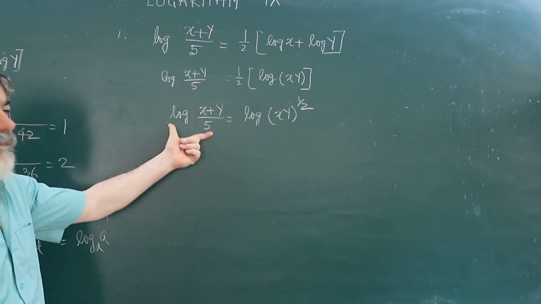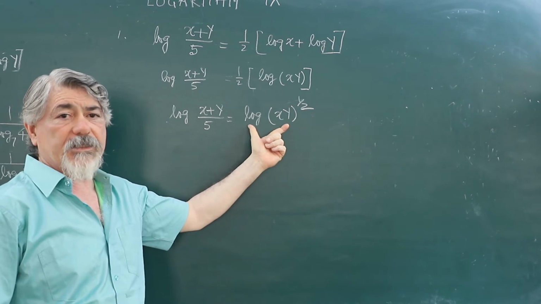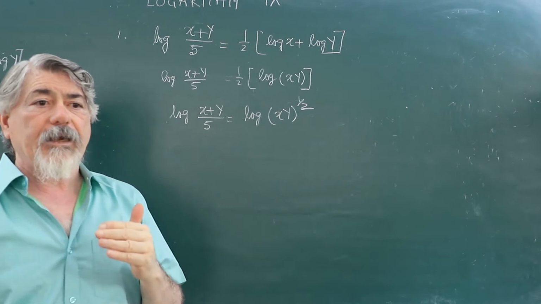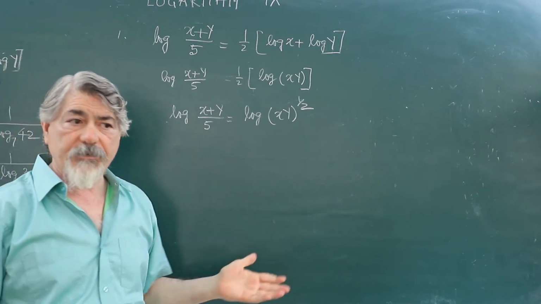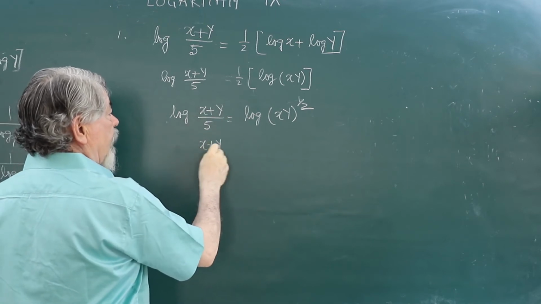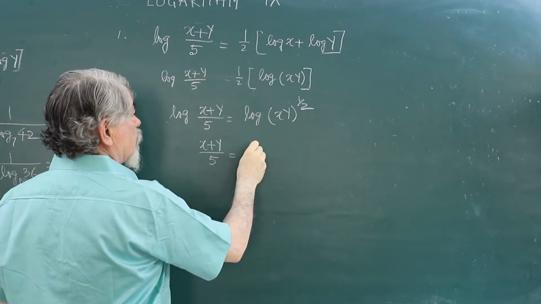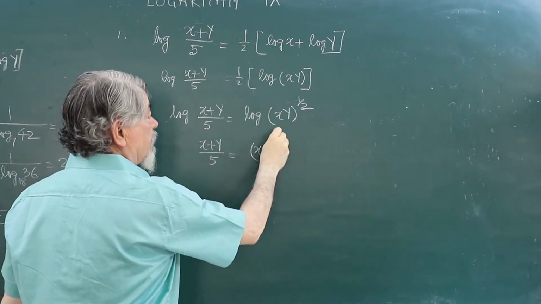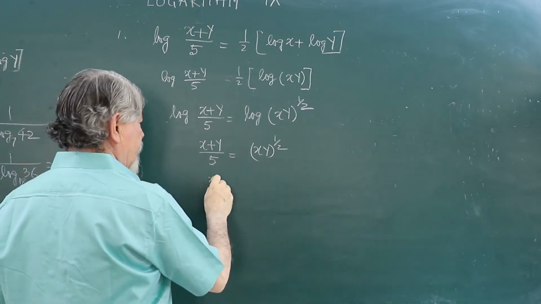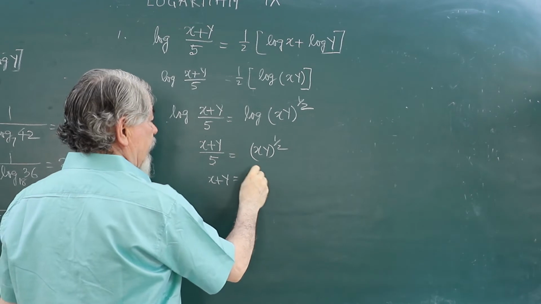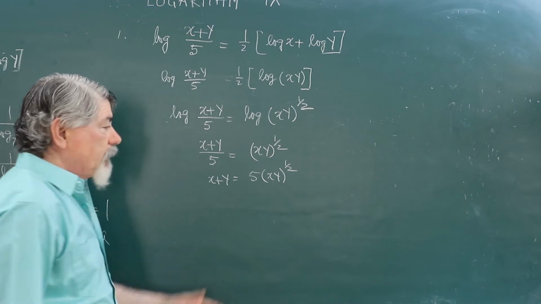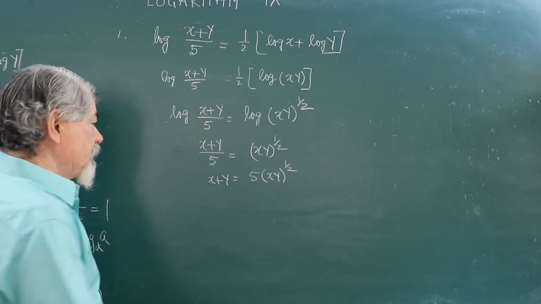Now it is a single logarithm this side. It is also a single logarithm this side. We told you when left hand side and right hand side have single logarithm, then we can remove the logs. Like it is (x plus y) upon 5 is equal to xy to the power half, or x plus y will be equal to 5 into xy to the power half. That is under root. Now I have to remove this under root. We will square both the sides.